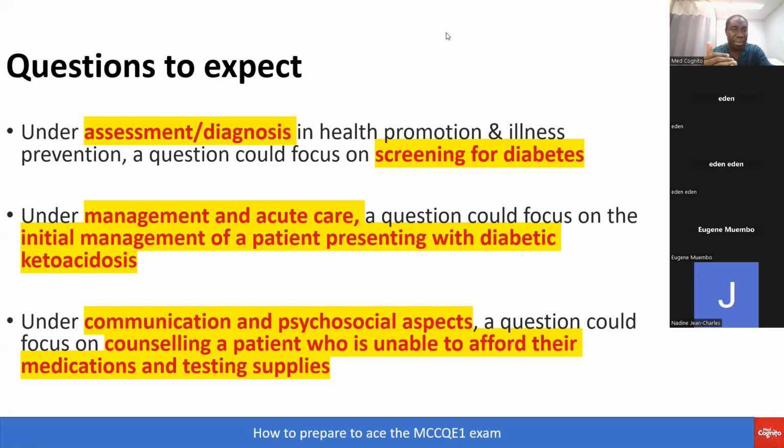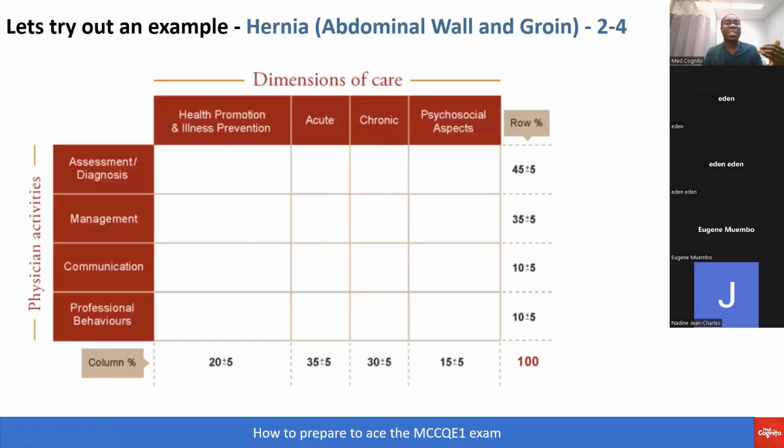What values should you know about the 75-gram one? And when you get under management of acute conditions, a question should focus on initial management of a patient presenting with diabetic ketoacidosis. And you realize that in the management of diabetic ketoacidosis, you have to tell yourself that I'm not going to give insulin until I know the patient's potassium level. These are the tricks you need to know for your exam. And under communication and psychosocial aspects, question could focus on counseling a patient who is unable to afford their medications and testing supplies. What do you do? What are the resources in the community which the patient can depend on?